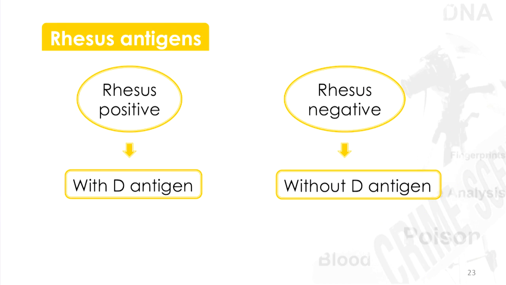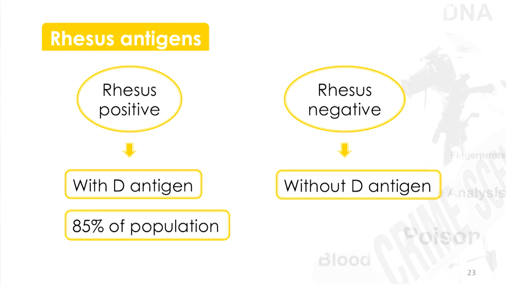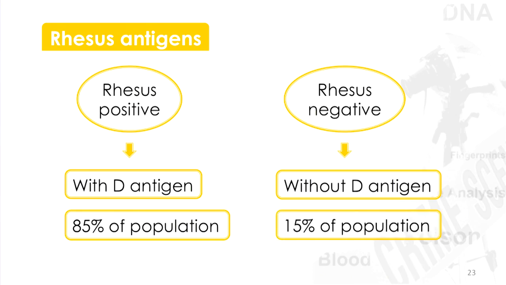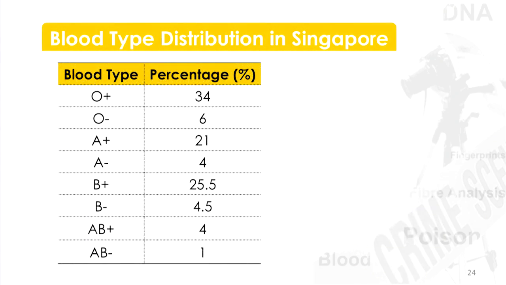So on average, about 85% of people are rhesus positive and 15% are rhesus negative. So if we recalculate the percentage of people with the different blood groups using this information, then O positive becomes the most common, and AB negative becomes the least common at about 1% of the population here in Singapore.